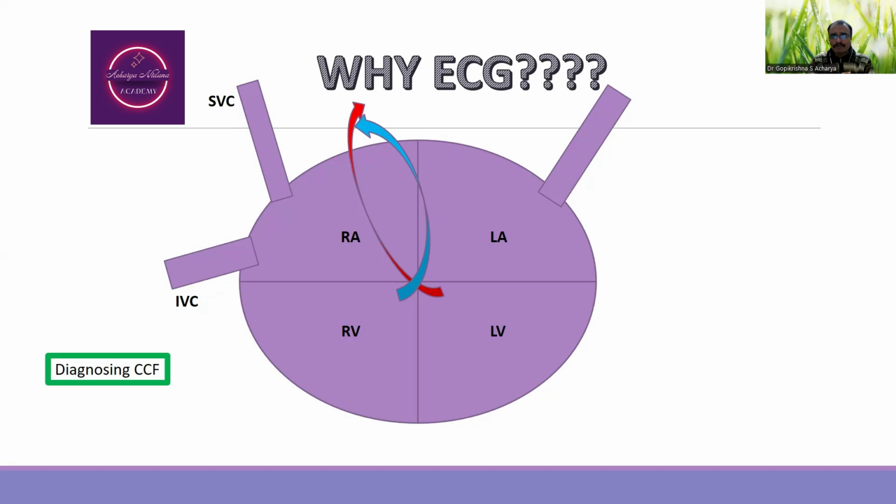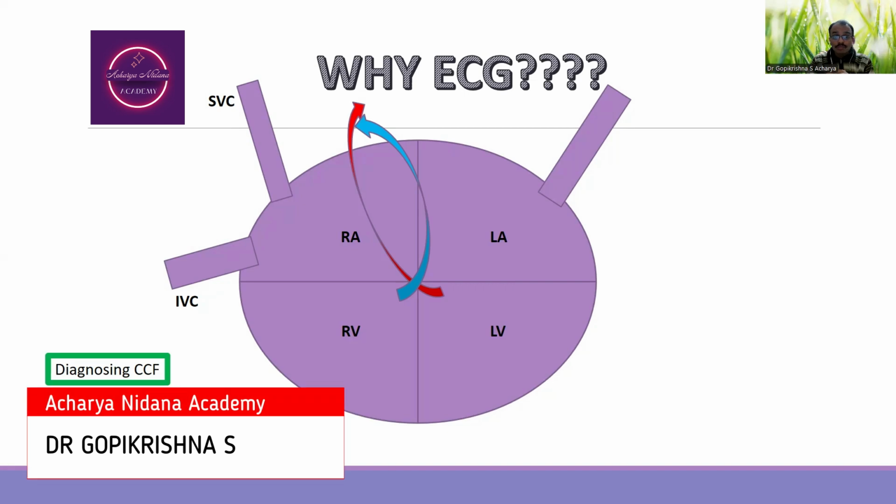This may be presented with congestion in one chamber, congestion can happen in two chambers, congestion can happen in three chambers, congestion can happen in all four chambers of the heart. The mechanism will be the congestive cardiac failure as such. In that particular situation, the electrocardiogram may help in the diagnosis.